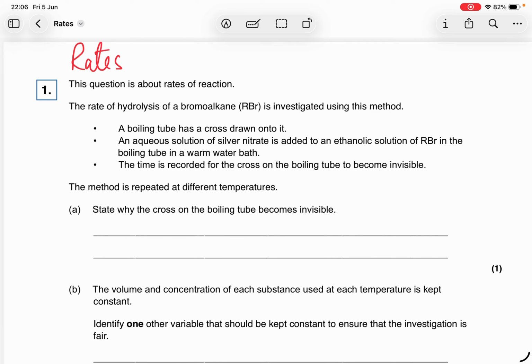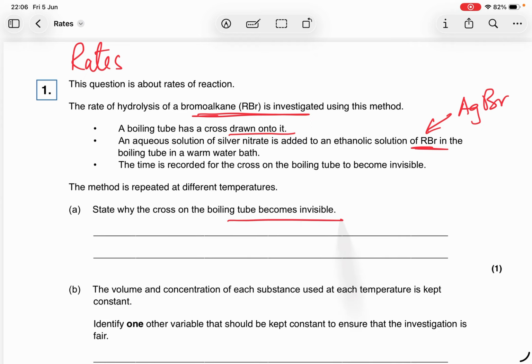So if we look here, the rate of hydrolysis of bromoalkanes is investigated. Normally we do this as a practical in class. The boiling tube has a cross drawn on it, very similar to practical 3, the disappearing cross method. An aqueous solution of silver nitrate is added to RBr. Straight away you're looking for an AgBr precipitate, a cream precipitate here.